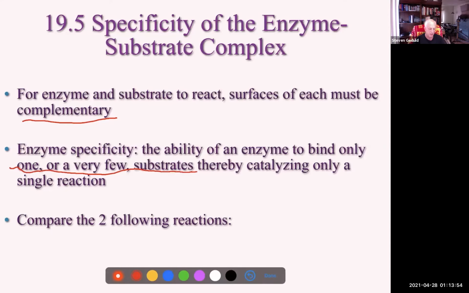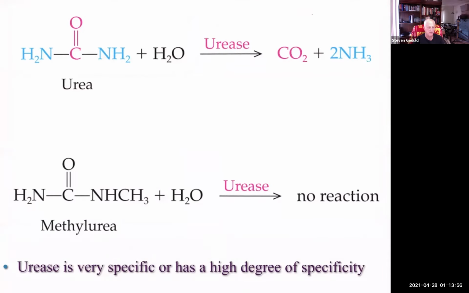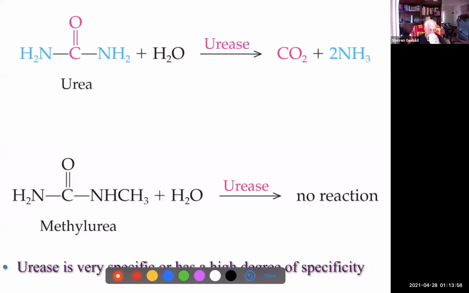Okay, compare the following two reactions. You have urea and methylurea. Urease is the enzyme. The shape of urea will bond with urease. They'll bond together and release carbon dioxide and ammonia and break down urea.